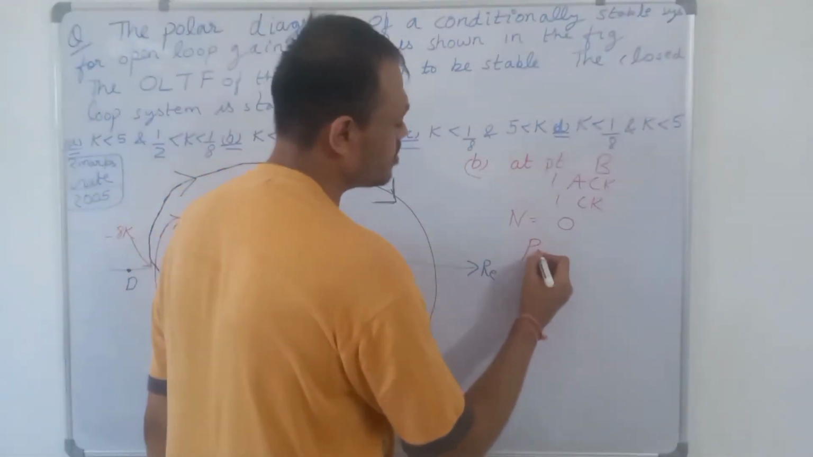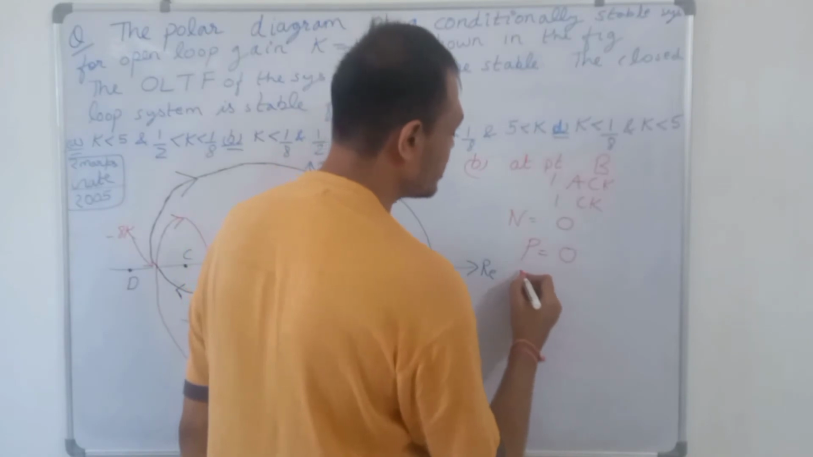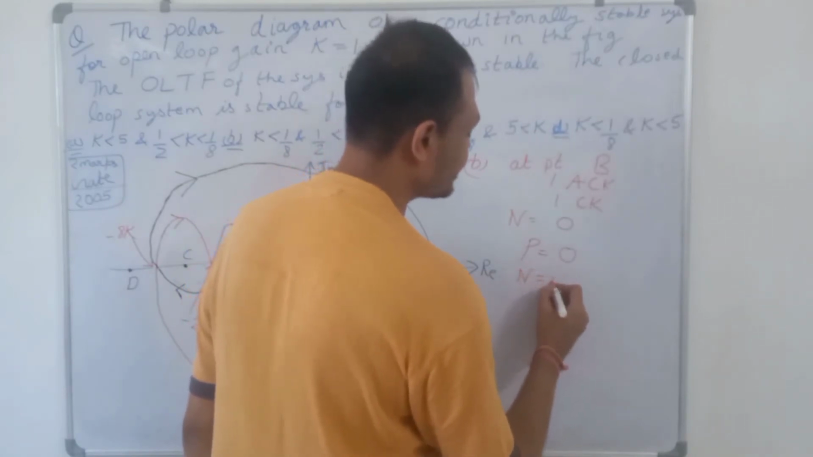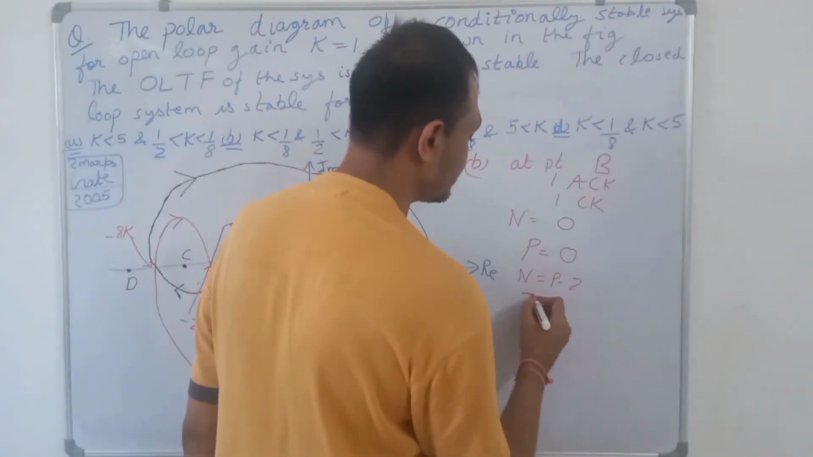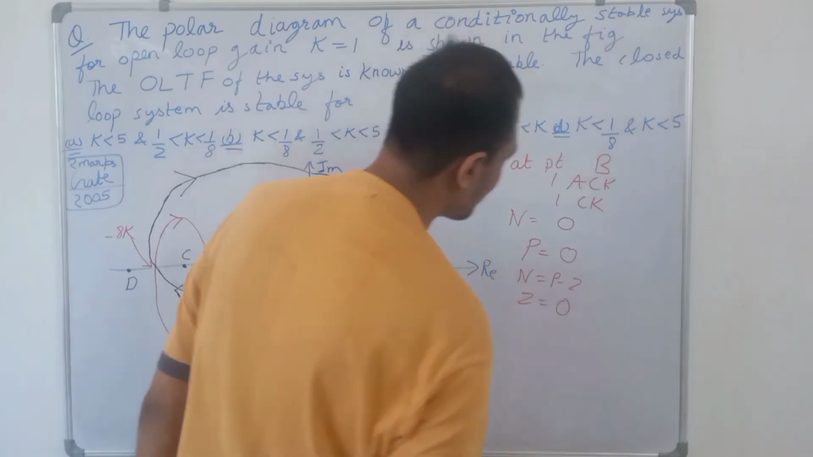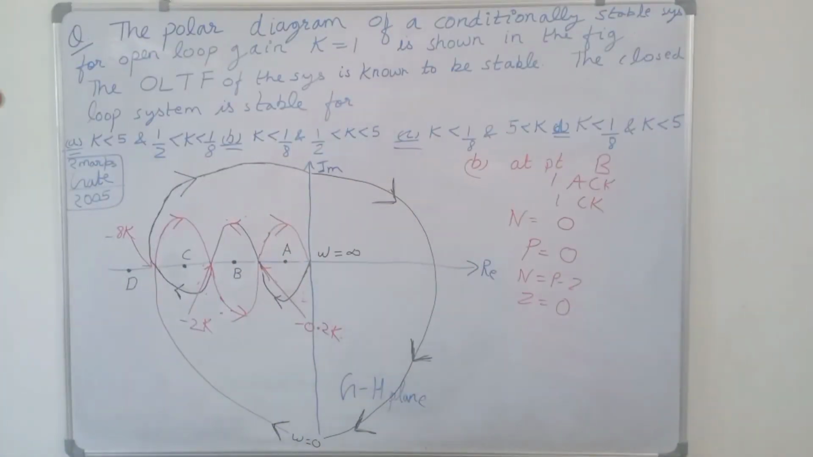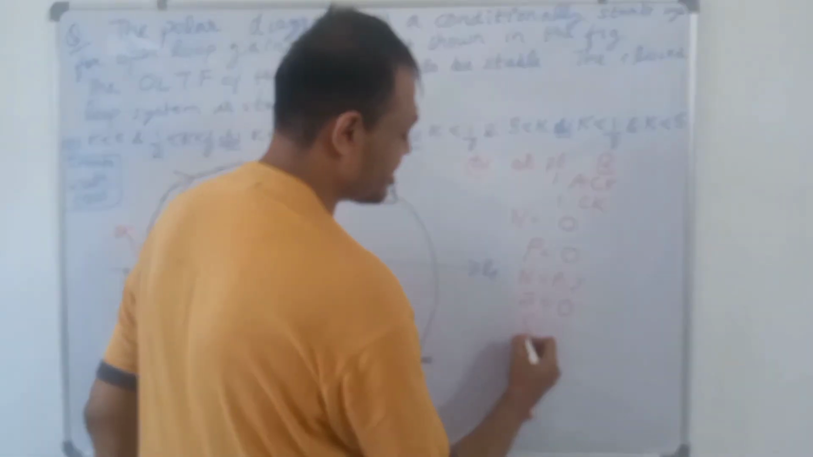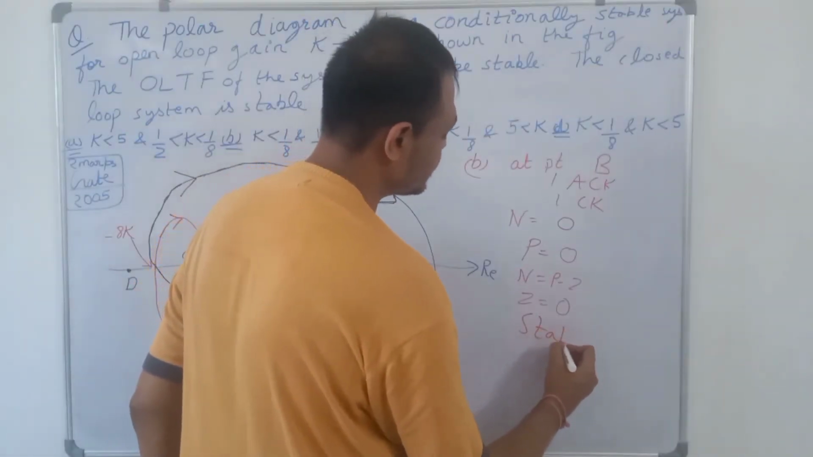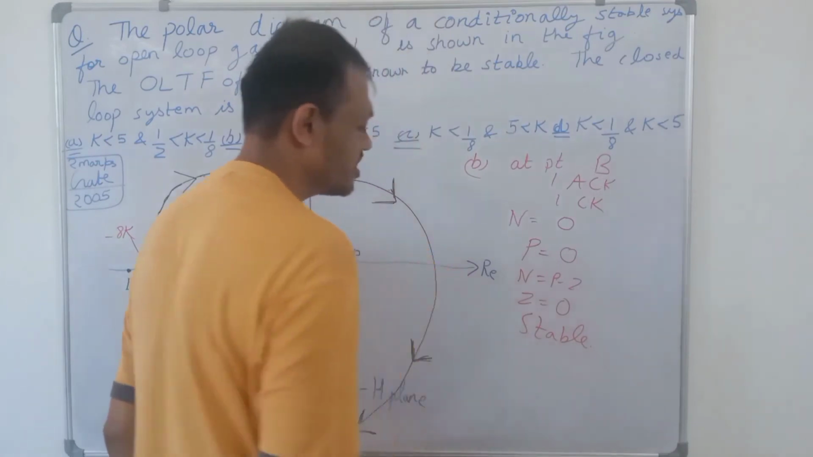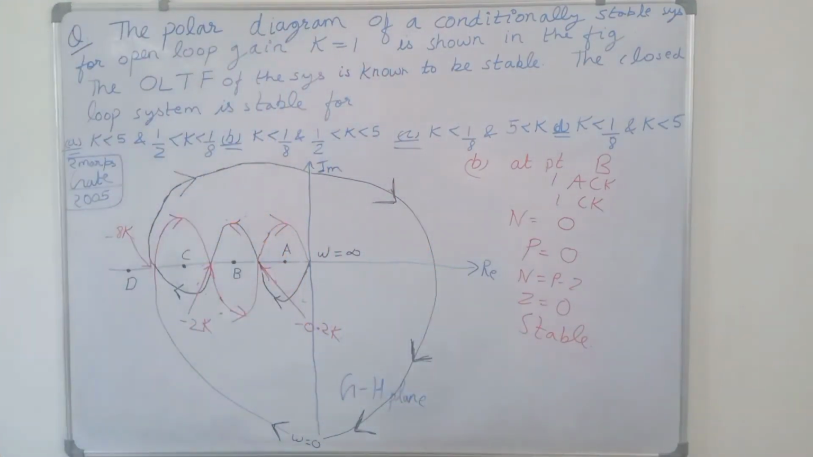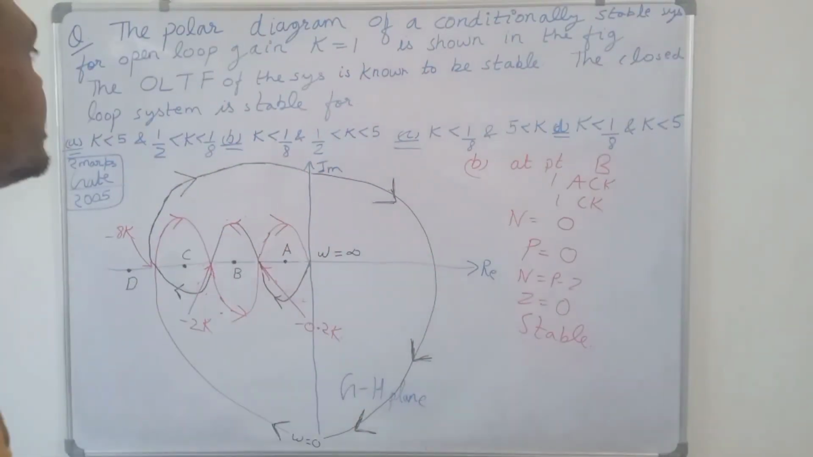P is equal to 0 as before. So n equal to p minus z. So z is equal to 0. Means there are no poles of closed loop transfer function in the right hand side. So this is stable. So in this condition, if the critical point lies here, then this system is stable. So this is the stability condition.